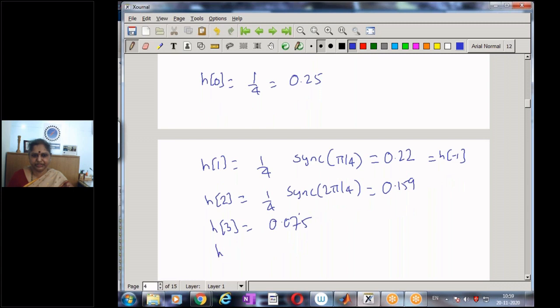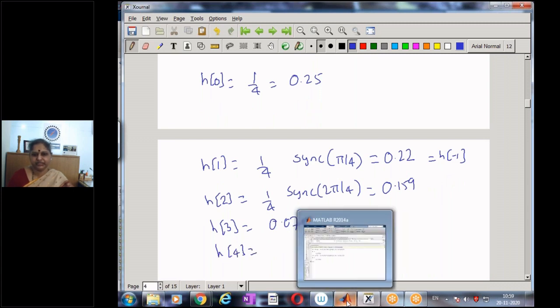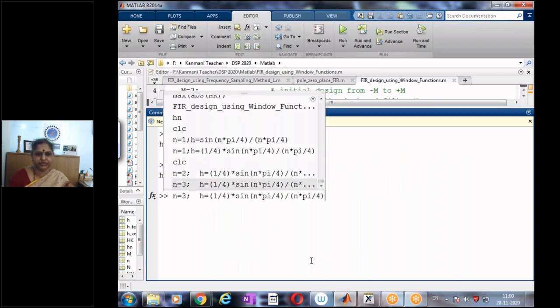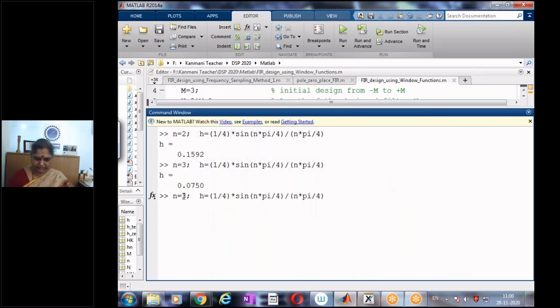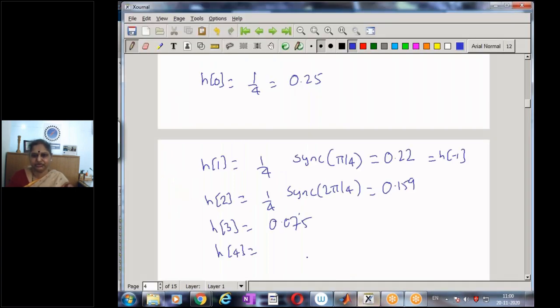And then if I try to compute h of 4, let's put n equal to 4. It's almost e power minus 18, which is almost 0, so we take it as 0. Then I compute h of 5 and so on.